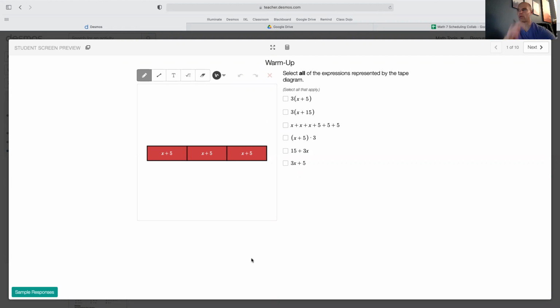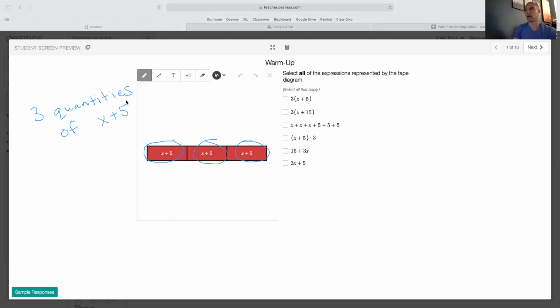diagram. And when I look at the tape diagram, I see 3 boxes or sections, whatever you want to call them, here, here, and here, and each of them has an x plus 5 in it. And so the way I like to think of that is 3 quantities of x plus 5, right? There's 3 of these things, and each one of them is worth x plus 5.